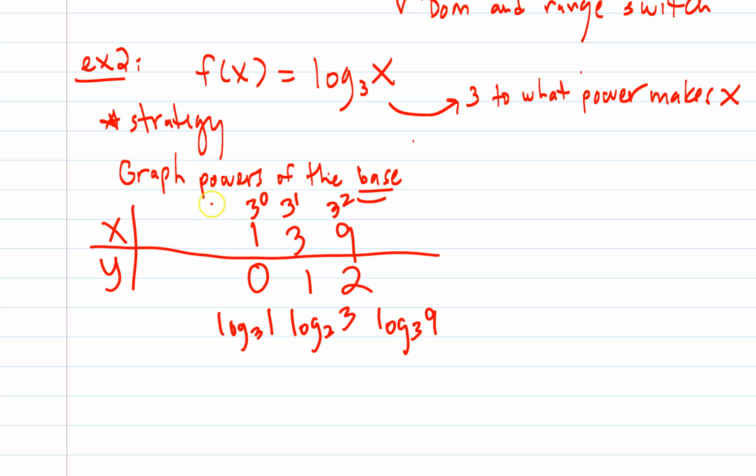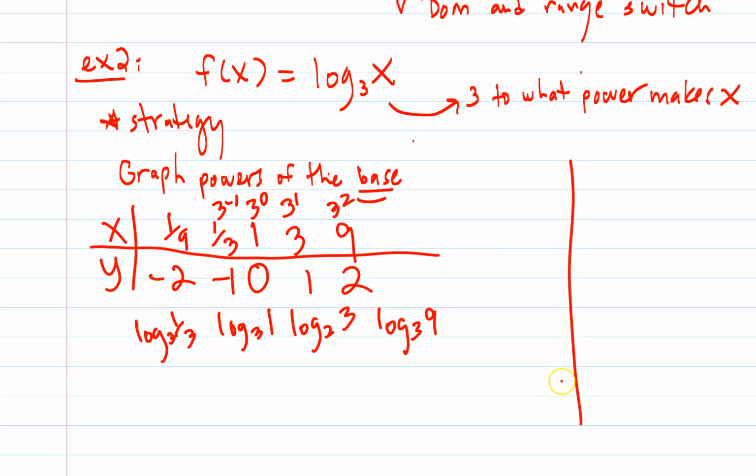What happens to the left of here? Well, I can do 3 to the negative 1. I can find what's log base 3 of 1/3. That would be negative 1. 1/9 would be negative 2. This should be plenty of points for me to get an overall sketch of this graph.